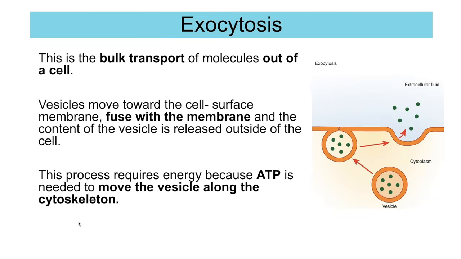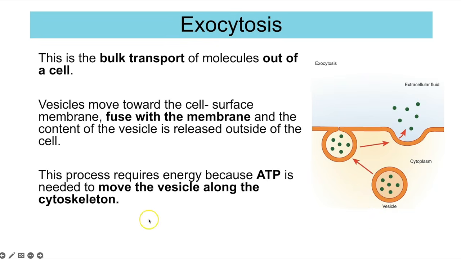Exocytosis is our last type, and this is the bulk transport of molecules out of a cell. So vesicles within the cell will move towards and fuse with the cell membrane. And as it fuses, it releases its contents outside of the cell. This process requires energy because ATP is needed to move the vesicle along the cytoskeleton up to that cell surface membrane where it fuses.